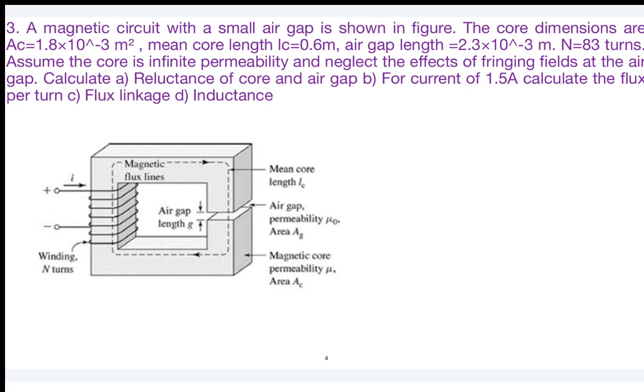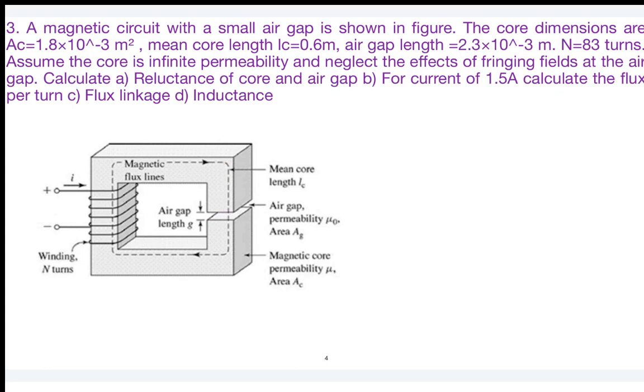And the air gap length is given as 2.3 into 10 power minus 3. So you can see here this is the air gap length, and the number of windings is equal to 83. And assume the core is having infinite permeability, so relative permeability will be infinite for that, and neglect the effect of fringing fields at the air gap. As I said in the previous class, whenever the flux is leaving this core, it is trying to expand out. That is called the fringing effect. So when you are assuming that there is no fringing effect, there is no leakage of the flux at this junction. So the flux is uniformly flowing through the core as well as the air.